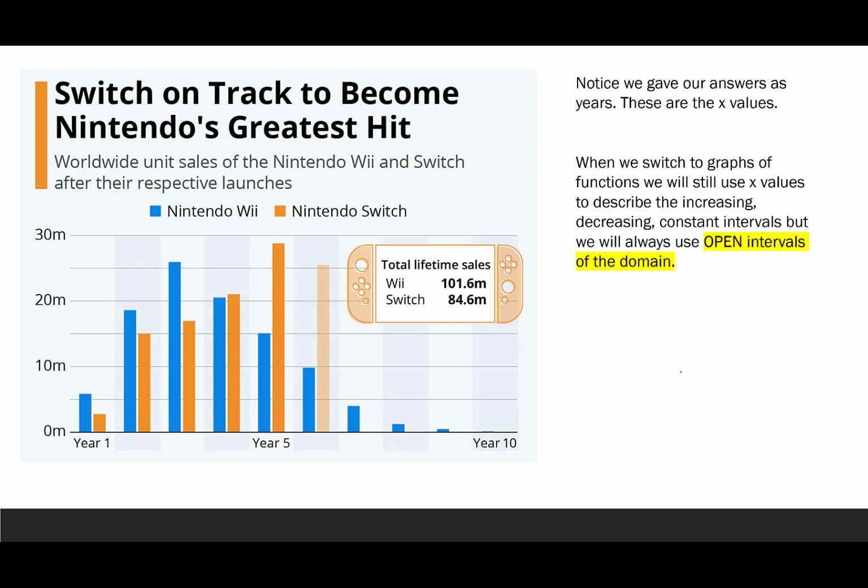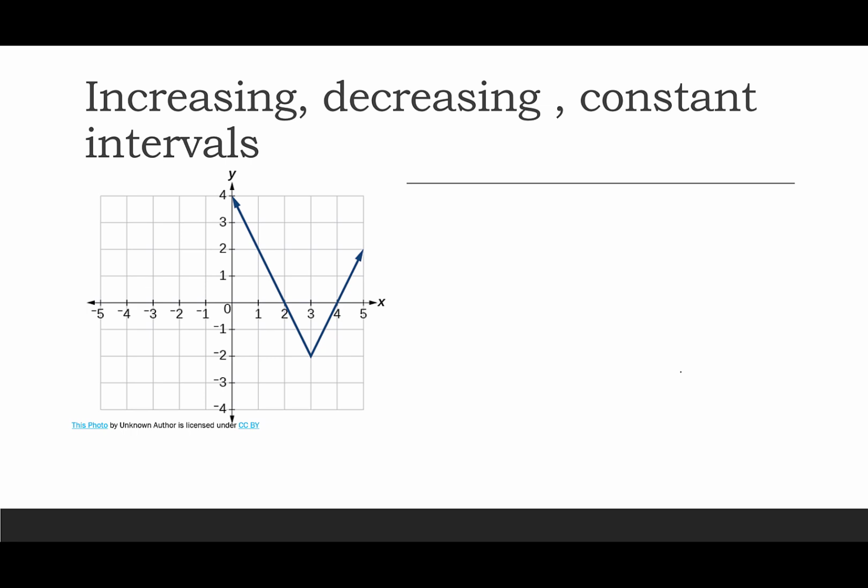This is me just being extra here and saying, remember, I gave these answers as open intervals of the domain. So I didn't tell you what the sales were. I didn't talk about the millions of sales they had. I only told you the years. So what's happening is I'm giving open intervals of the domain. So make sure when you're giving your answers for increase, decrease, constant, you only talk about the domain, which is the x-axis.